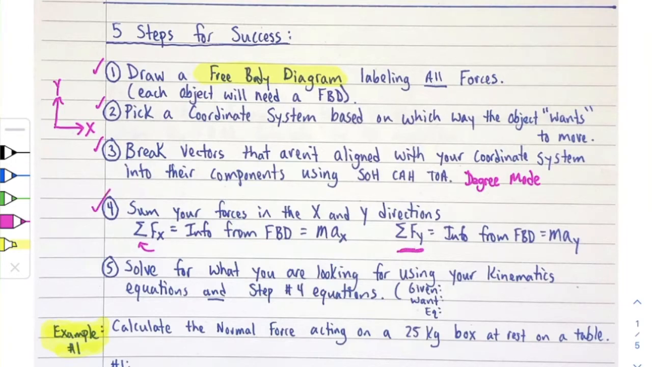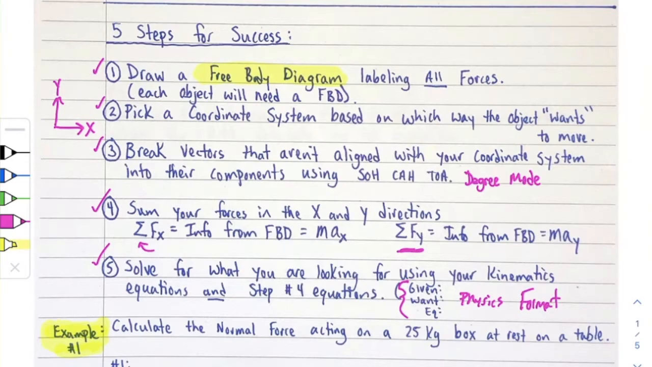And that's step 4. Step 5, solve for what you're looking for using your kinematics equations and step 4 equations. And this is step 5. We're going to use the given want equation as well. It's kind of interesting, but when we first started the year, we were only using the given want, what we call the physics format here. The physics format of fun.